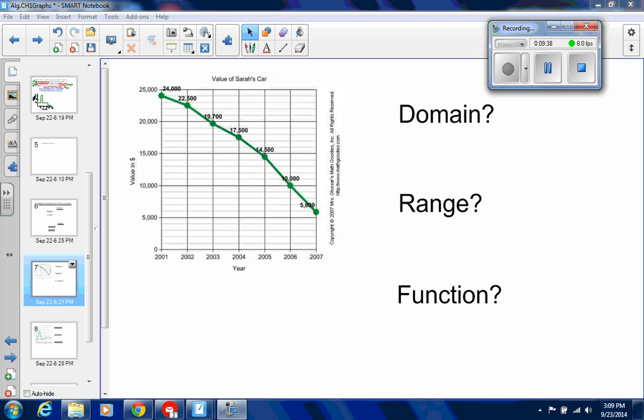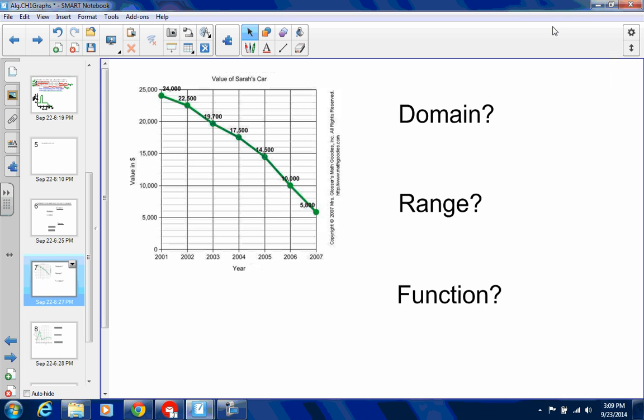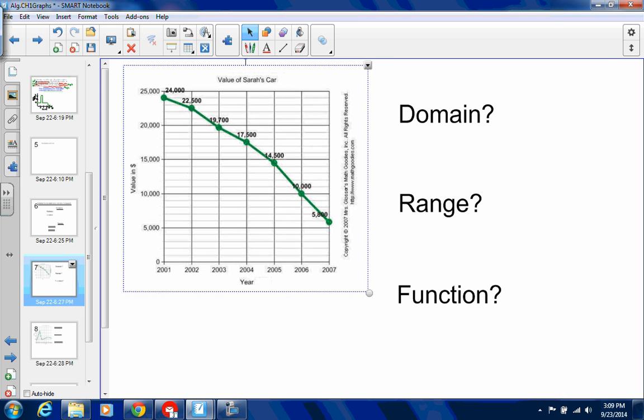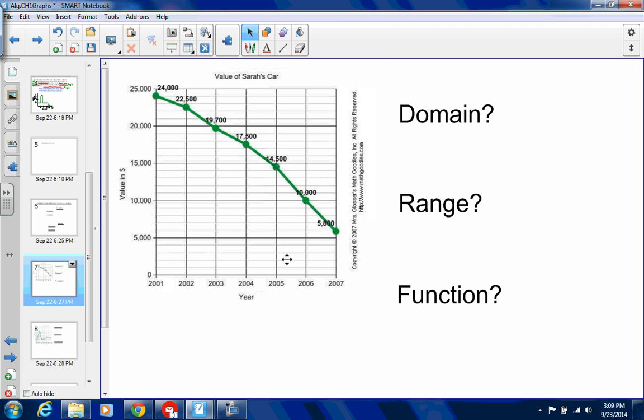So this situation is already drawn out for us. We have a graph, and looking at the graph, it says Sarah's car is depreciating. Basically, her car started off all the way up here at 2001. She bought the car, and it looks like it was 24,000 to start. That's what it's labeled. But year by year, it keeps going down.